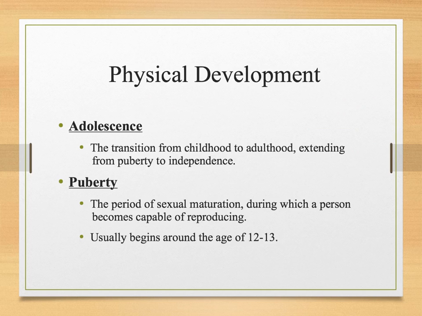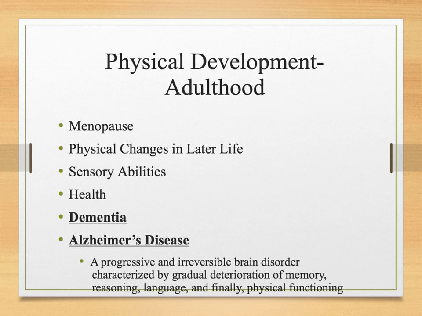So as we said, adolescence is the transition from childhood to adulthood, extending from puberty to independence. All right, so probably independence would be in your 20s. And then puberty is the period of sexual maturation during which a person becomes capable of reproduction. It usually begins, as we said, around ages 12 to 13. So physical development, as we develop from adolescence into adulthood, that can lead to menopause, which is where a woman will no longer experience her monthly period. This can lead to psychological changes as well as physical changes. We'll talk about that more in class.